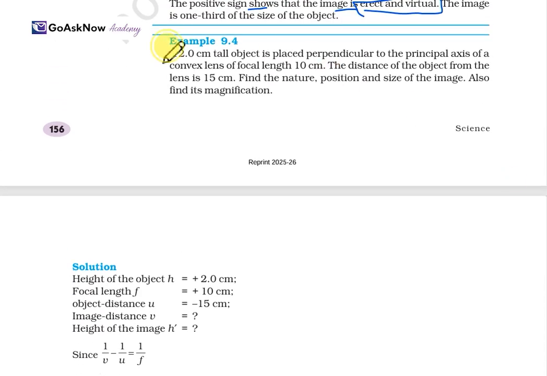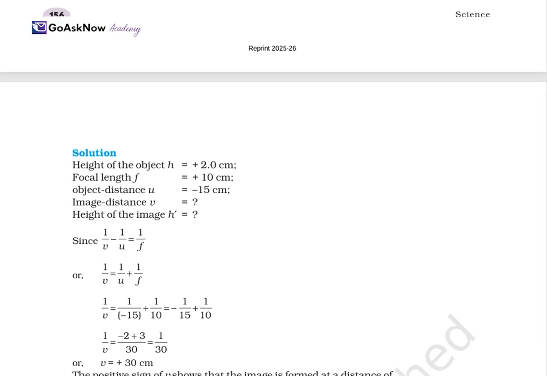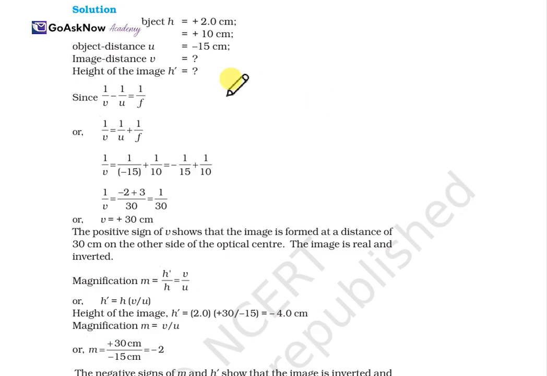A 2.0 centimeter tall object is placed perpendicular to the principal axis of a convex lens, and its focal length is 10 centimeter. The distance of the object is also given to us, which is 15 centimeter. You have to find the nature, position, and size of the image. Also find the magnification. Firstly, write the given data: height of the object h, with a plus sign following the sign convention. Focal length is 10 centimeter, object distance is minus 15 centimeter, and image distance we have to find out. The height of the image is h dash.